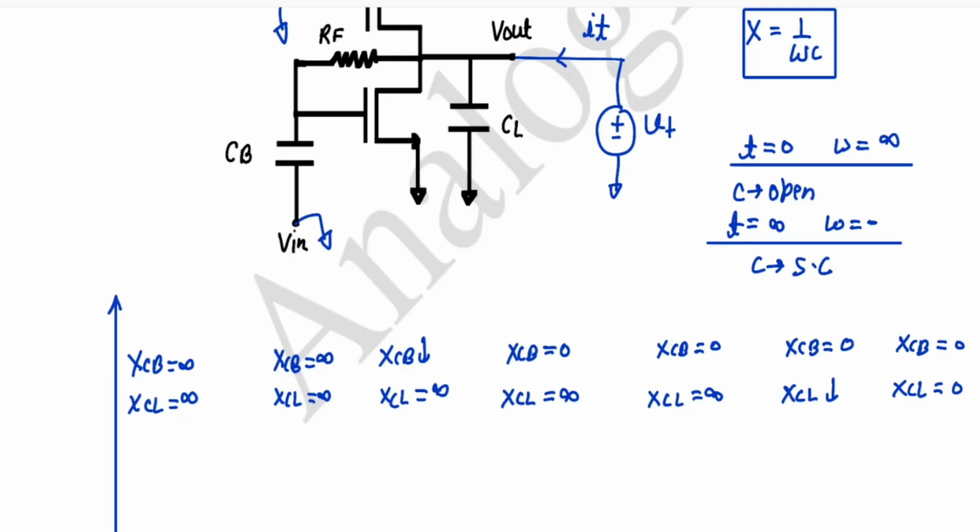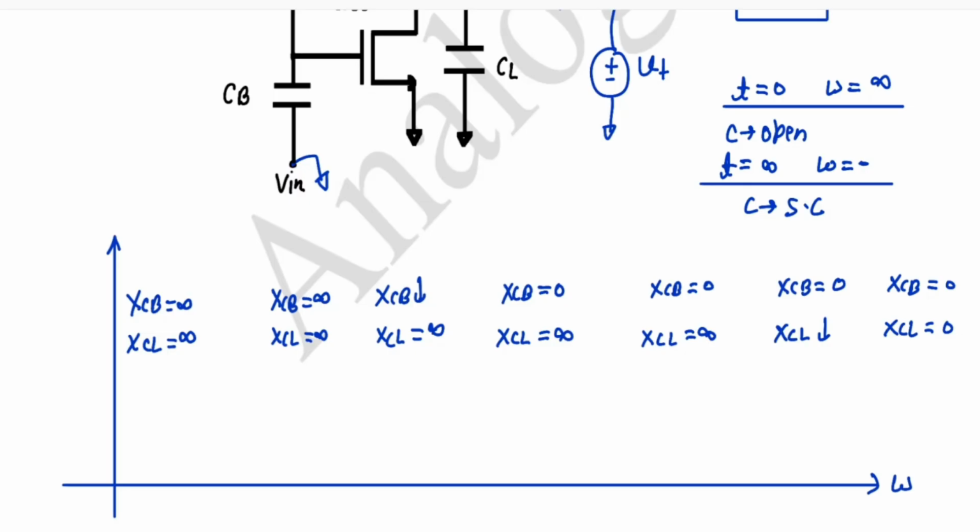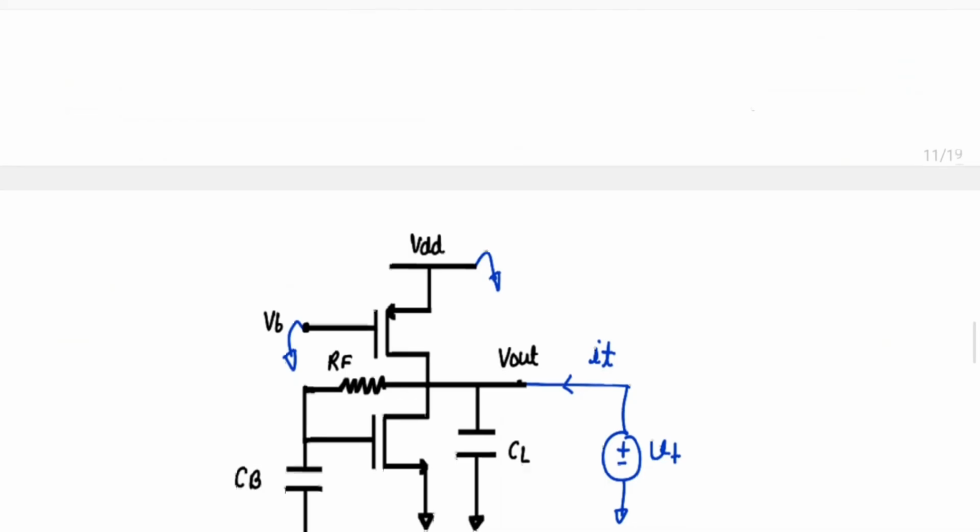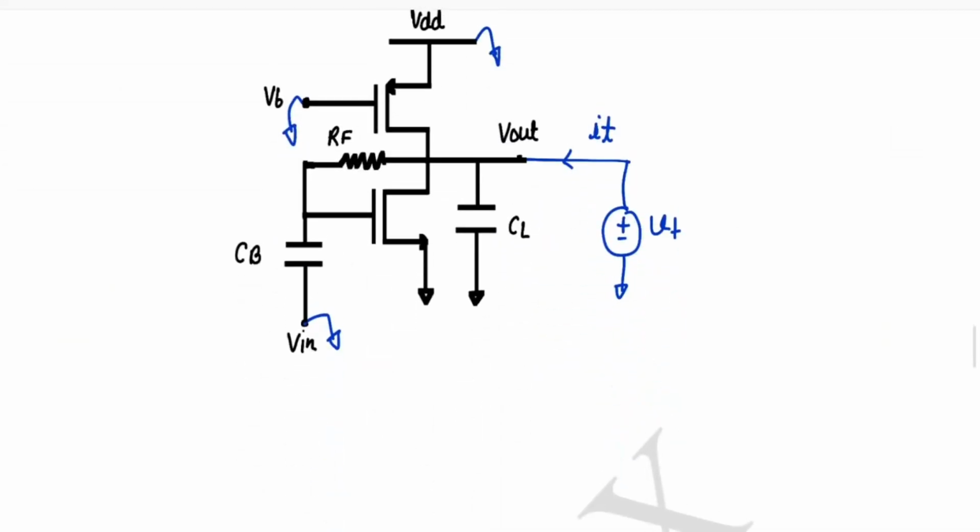Okay, so now we use this condition and we will determine the magnitude of our impedance. For that I have copied the same circuit again. So what are the possible combinations for the two capacitances? First CB, CL both open, then CB short, CL open, and finally CB, CL both short.